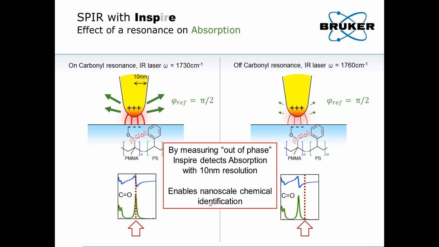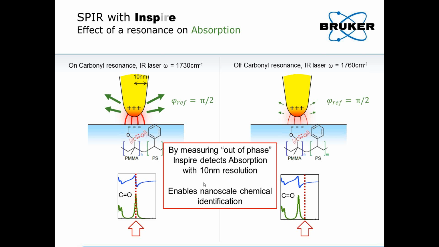And the way that this would work is that on a frequency, for instance, of 1730 wave numbers, when you're on the carbonyl resonance, the light scattered by the tip, which is detected in the out-of-phase channel, will be large. But as you tune off resonance, when our interferometer is aligned to be pi/2 out of phase, the amount of light detected at that optical phase will be quite small. So this is a measurement of the material's infrared absorption directly underneath the tip.